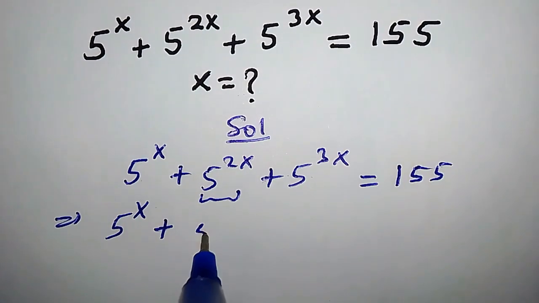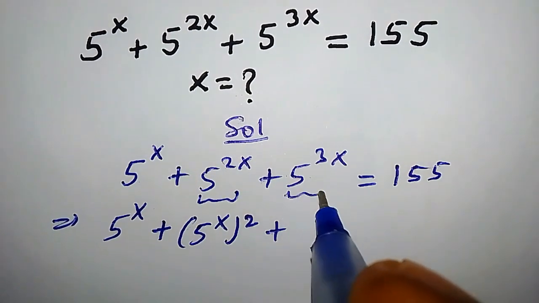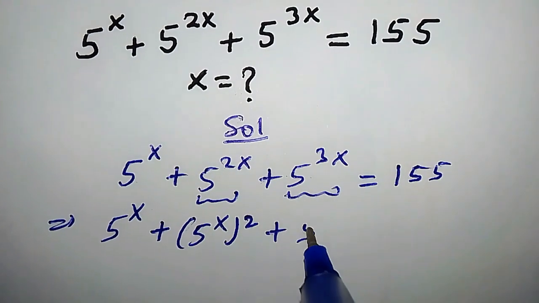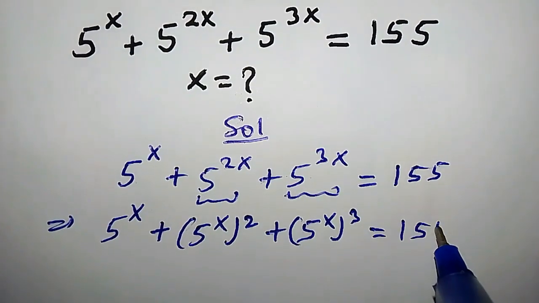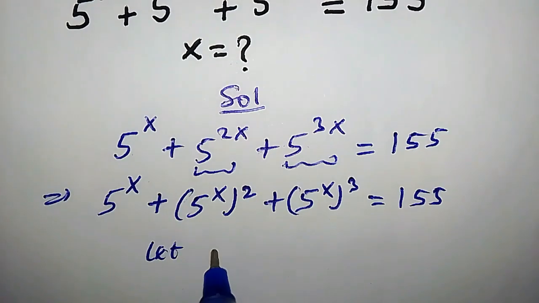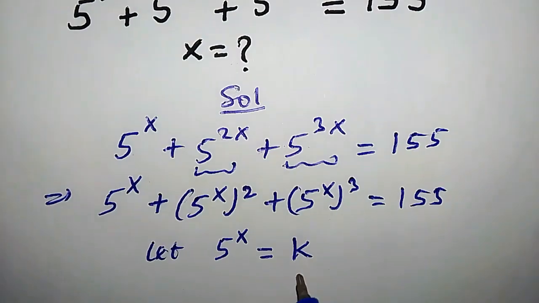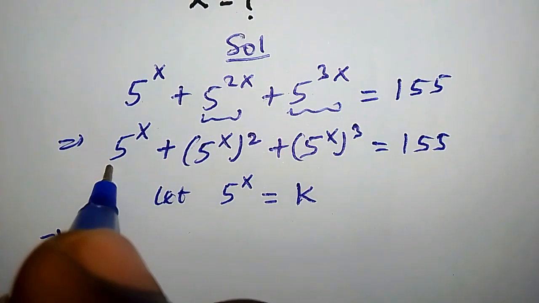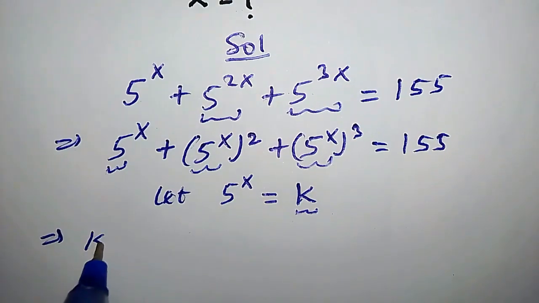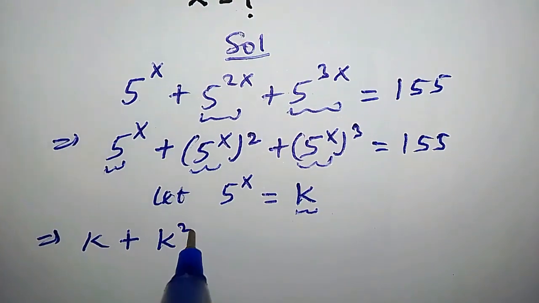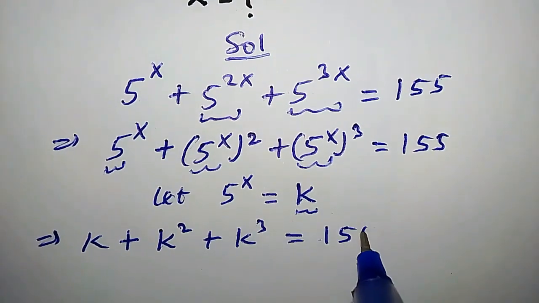This implies that 5 to the power of x plus 5 to the power of 2x could be written as 5 to the power of x times 2, plus 5 to the power of 3x could be written as 5 to the power of x times 3, equal to 155. Let's suppose 5 to the power of x is equal to k. So anywhere we see 5 to the power of x, we just replace it with k. So we have k plus k square plus k to the power of 3 equal to 155.